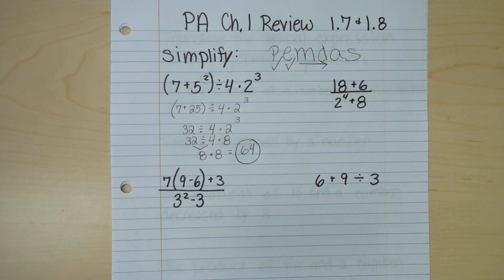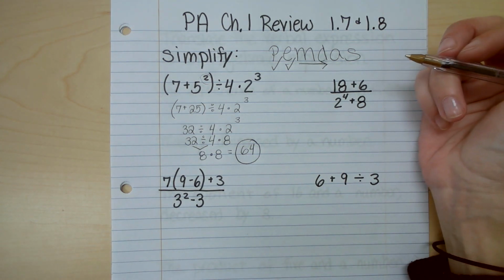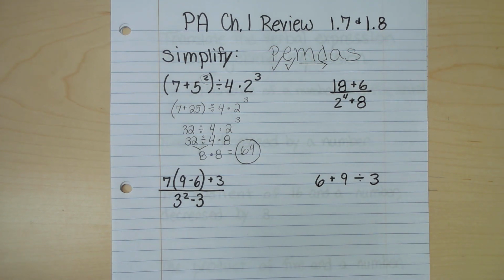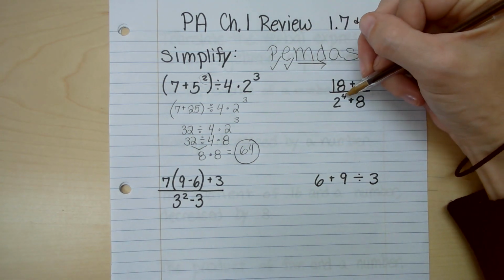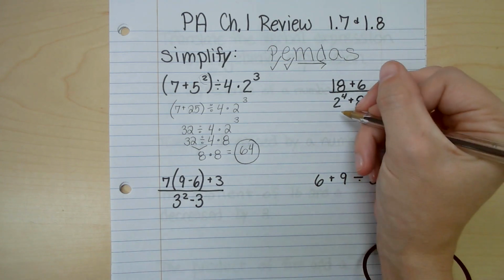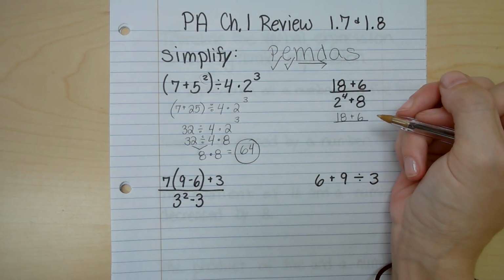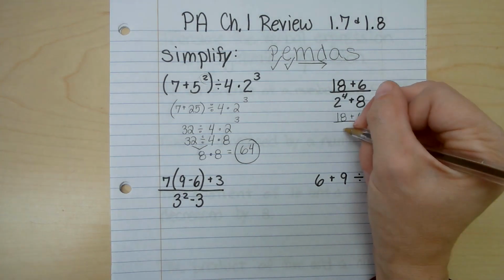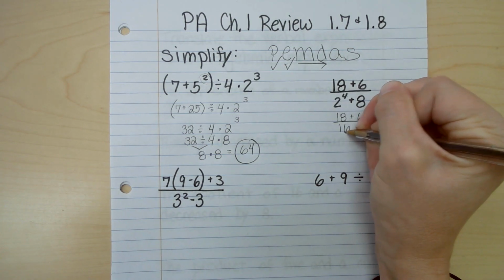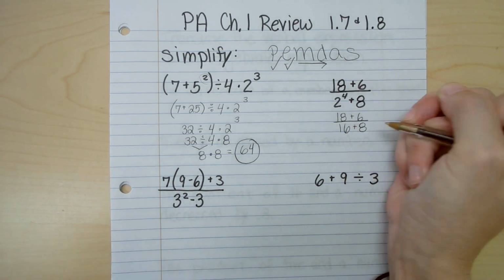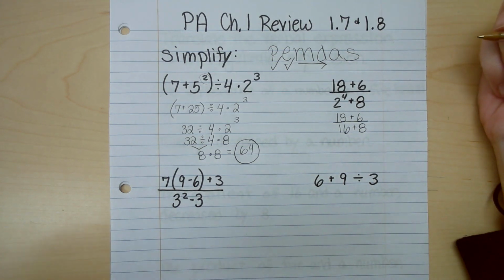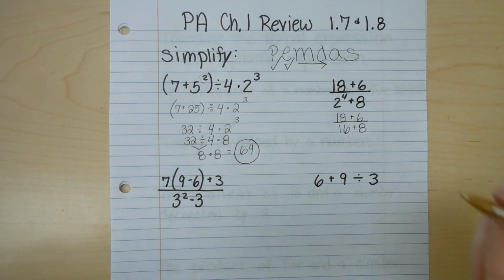All right, next up, we have 18 plus 6 over 2 to the 4th plus 8. So for this one, we look and see, do we have any parentheses? No. So I can skip that step. Do I have any exponents? Yes, I do. So that's what I'm going to do first. So I'll rewrite this. 18 plus 6 over 2 times 2 is 4 times 2 is 8 times 2 is 16 plus 8. All right, so 18 plus 6 over 16 plus 8.